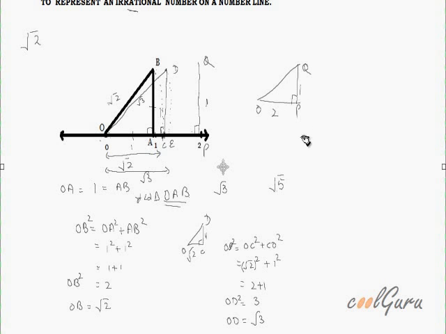Again using Pythagoras theorem, we will get OQ square as 2 square plus 1 square, that is equal to 5, or OQ length will be root 5. This length will be root 5. To draw root 3, we will have to draw first root 2 on number line, but for root 5, we can directly draw a right angle triangle with taking 2 as base and repeating the same procedure.